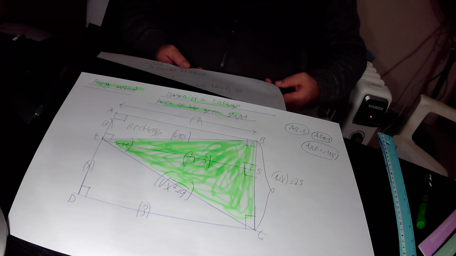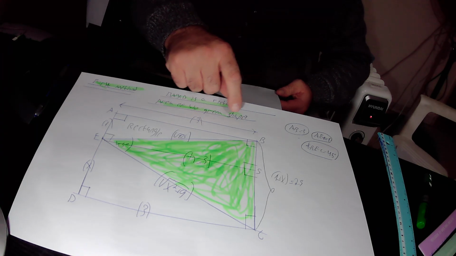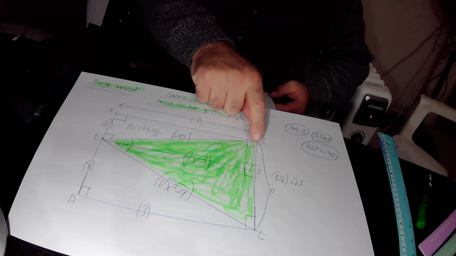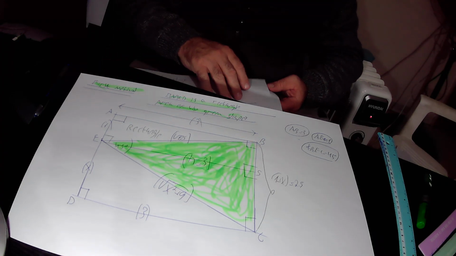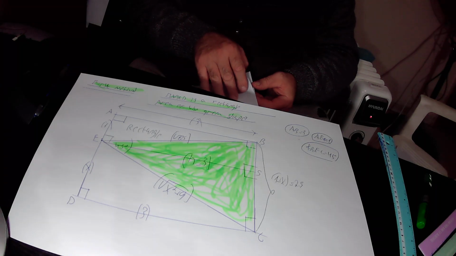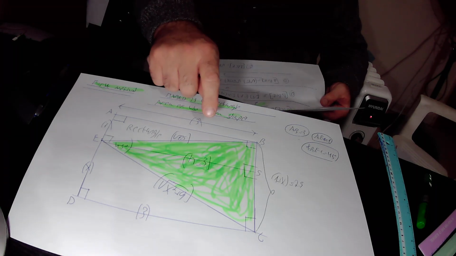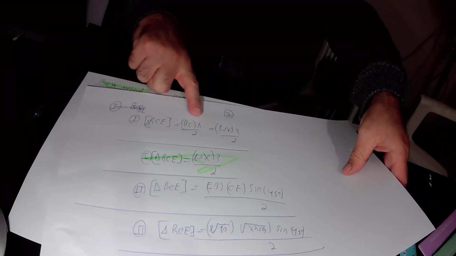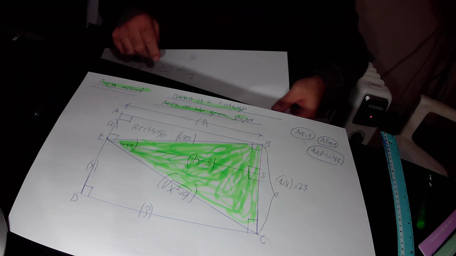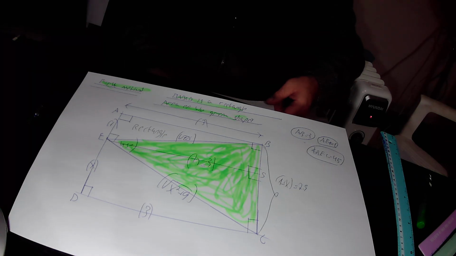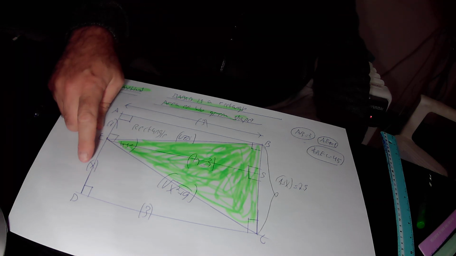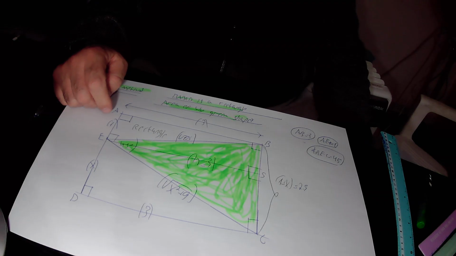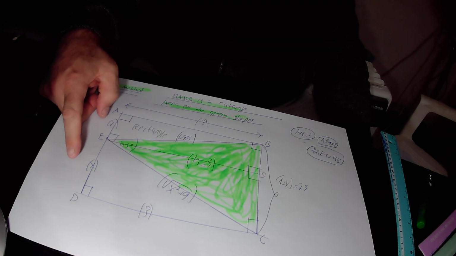So the area of this green triangle BCE equals the base BC times the height, this is h, over 2. And again, the area of this triangle according to the first method of calculation equals the base BC times the height h over 2. And we define the side ED as x and the AD in total equals 1 plus x.